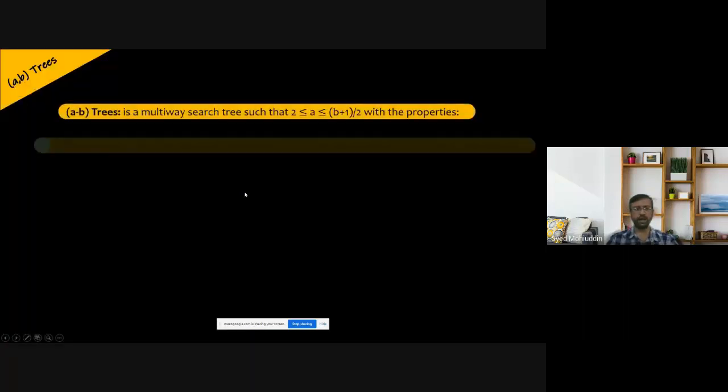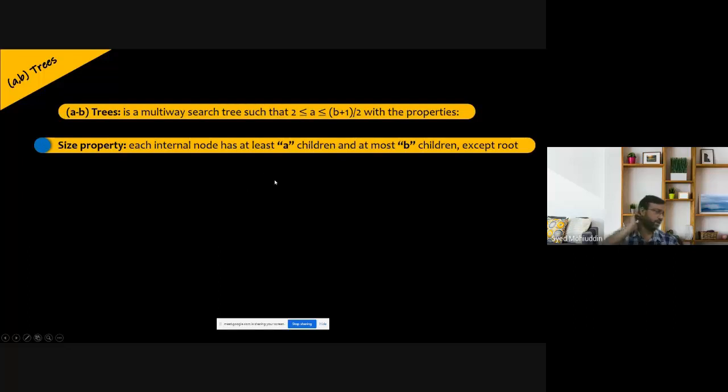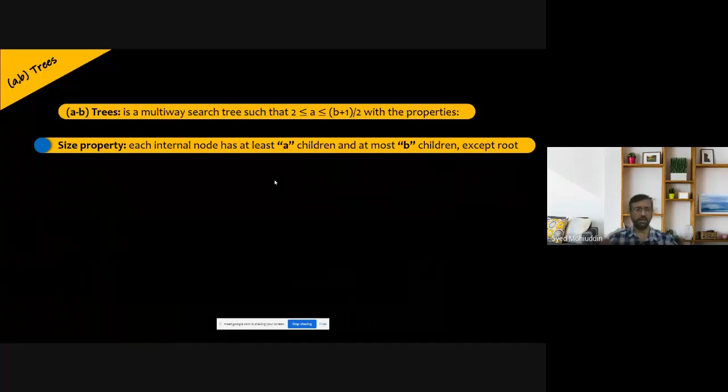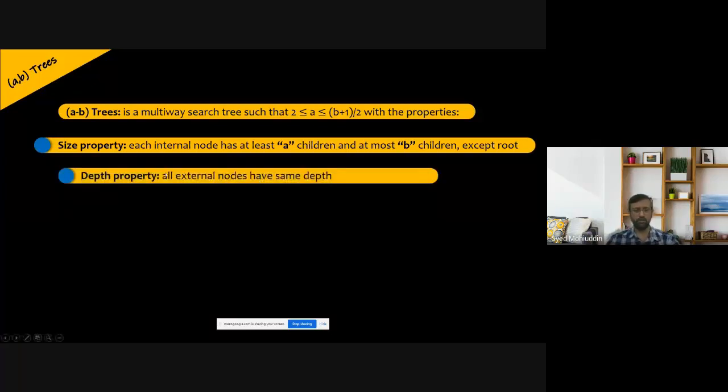So here, even I got confused actually. The size property says that each internal node has to have at least A children. If A is 2, at least 2 children, and at most B children. So if B is 4 or 5, it can have at most 4 or 5 children, except the root. Now, this condition except the root, we will try to see by taking an example.